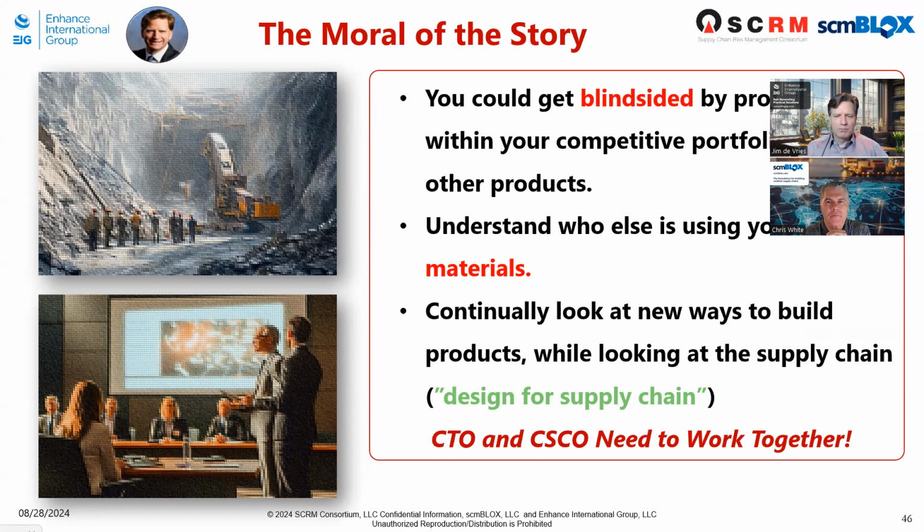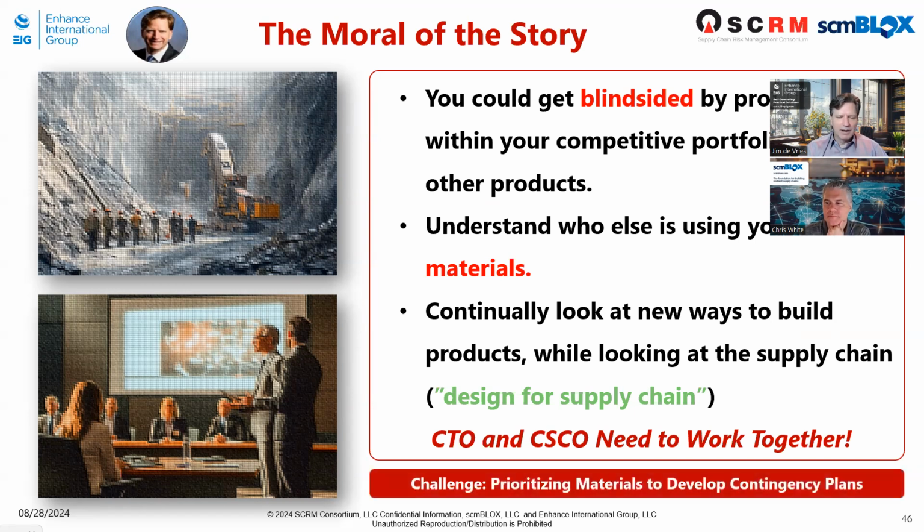You can't just point your finger over, oh, you should have had a new product, or, oh, you should have thought about that in your supply chain. The CSCO and the CTO need to work together. And when those are integrated, the more mature companies from a capability perspective are the ones that are able to prioritize materials and develop contingency plans and overcome these challenges that we're talking about.